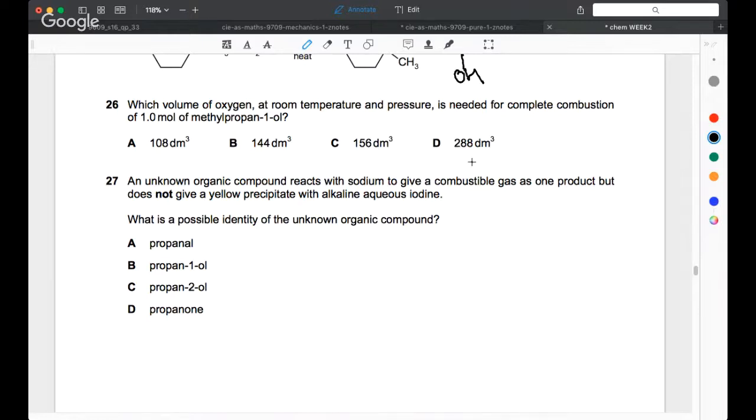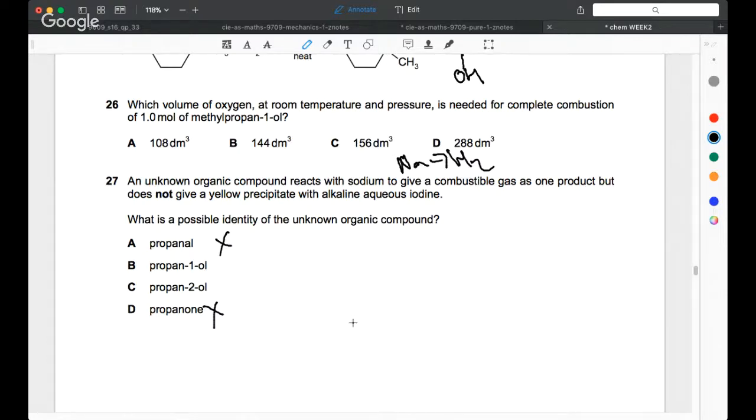So the first part is saying it reacts with sodium to give H2, hydrogen, but it doesn't give the yellow precipitate. Maybe we look at the first bit first. To give a combustion gas, we react with sodium and it gave H2, so which functional group is that? That's an alcohol. So which means it's B or C, right?